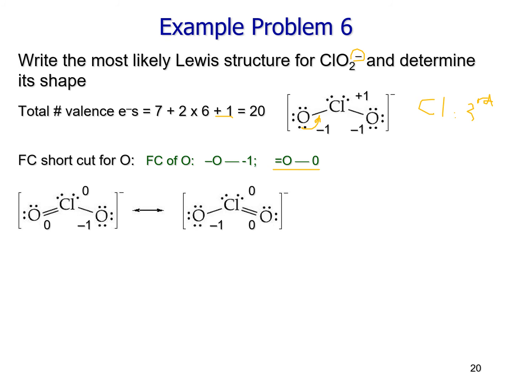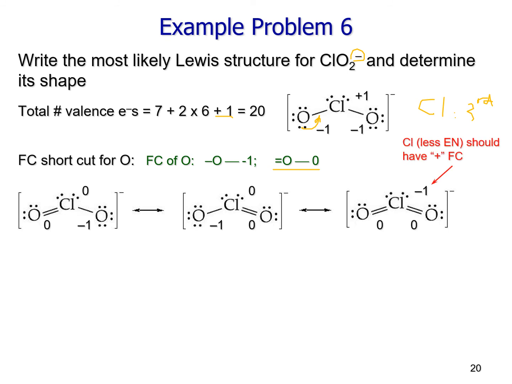You might wonder, what happens if I have 2 double bonded oxygens? Sure, let's do that. With 2 double bonded oxygens, now we have 2 zeros on oxygen, but this time chlorine has -1. Would that be a good idea? For chlorine, the one with the lower electronegativity, to have a -1 charge. Remember, oxygen is the second most electronegative element. So we realize that is the one we're going to have a problem with.